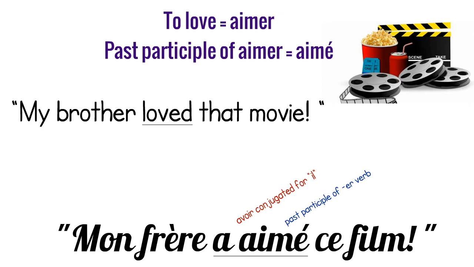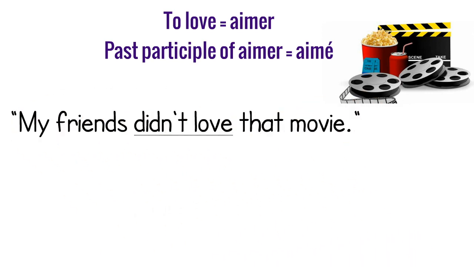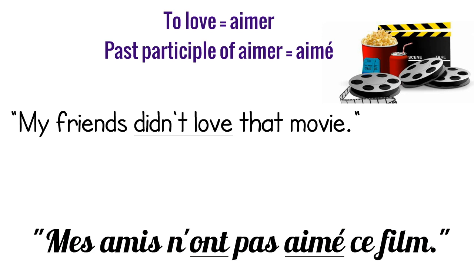So, same verb, plural subject this time, and let's add a negation to make things interesting. Mes amis n'ont pas aimé ce film. Here we have avoir matching ils and elles plural, but the past participle doesn't change. Note how the ne pas sandwich goes around the auxiliary verb, but not the participle.